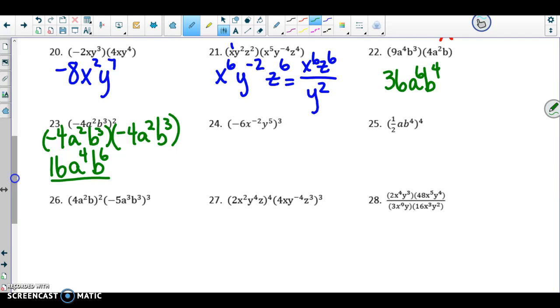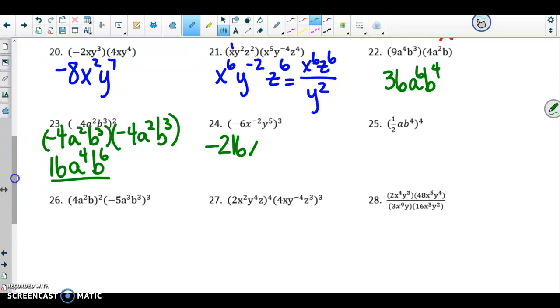This one, okay. Well, I can list it out, but what that really means is I have negative 6 times negative 6 times negative 6. Being I have 3 negatives, I know my answer is going to end up being negative. And if I take out my calculator, 6 times 6 times 6 is 216. So I have negative 216 for the 6 to the 3rd power.